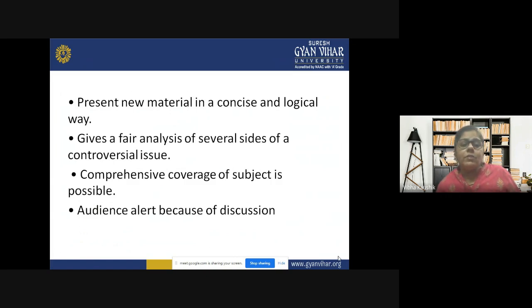It gives a fair analysis of several sides of a controversial issue. The experts will present their viewpoints before the audience, so it gives them a fair chance. As different speakers, the keynote speakers, will deliver their speech related to the different aspects of the controversial issue, because of that it will give a fair analysis of several sides of a controversial issue.